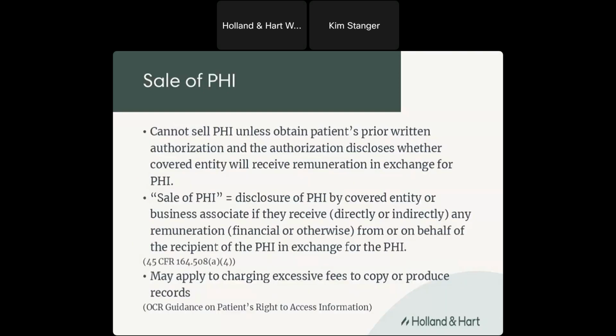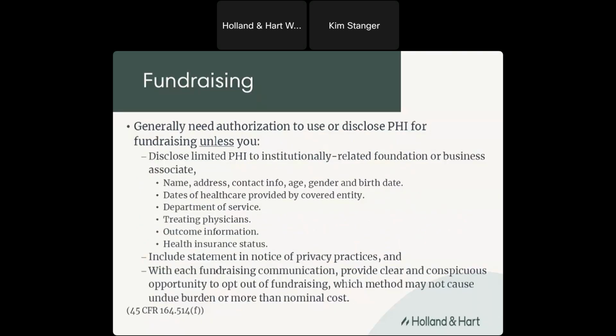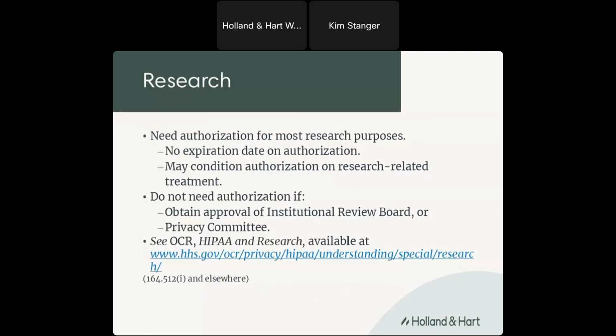You generally have to have the patient's authorization if you want to sell their protected health information. You also need the patient's authorization if you are going to use their information to engage in fundraising, and there are specific rules about using that. You also need the authorization generally if you're going to use the patient's information for research purposes, unless you jump through certain hoops involving the Institutional Review Board or Privacy Committee. The government has published some very helpful guidance on research purposes. If you're engaging in research using protected health information, you ought to become familiar with that.